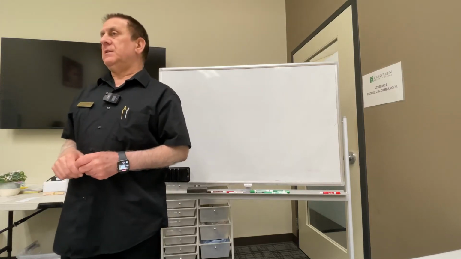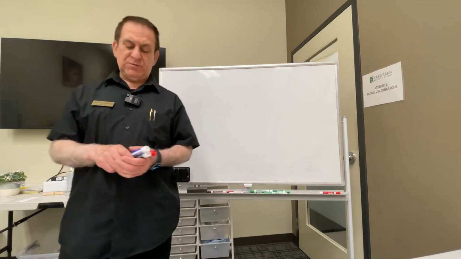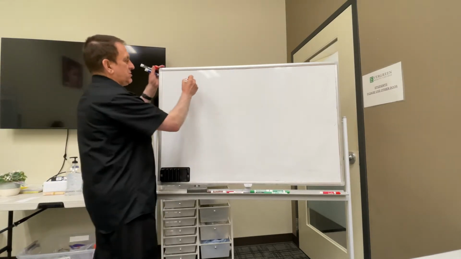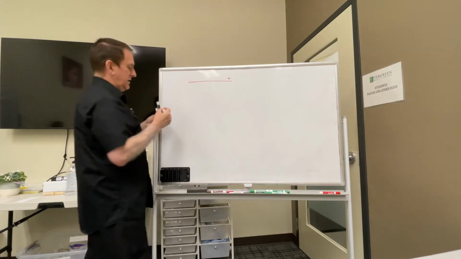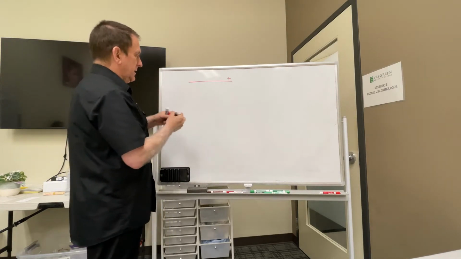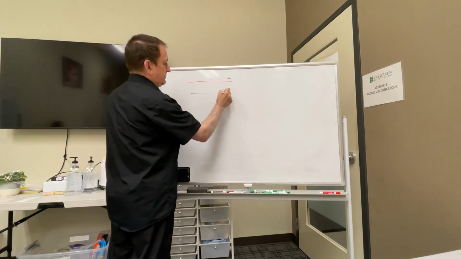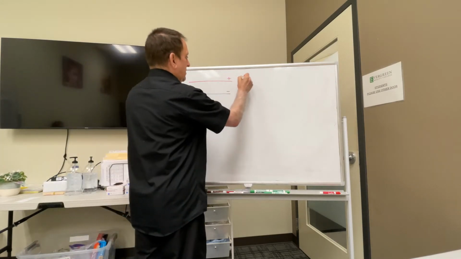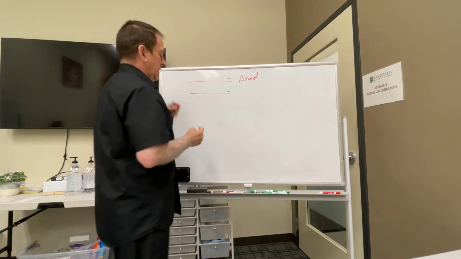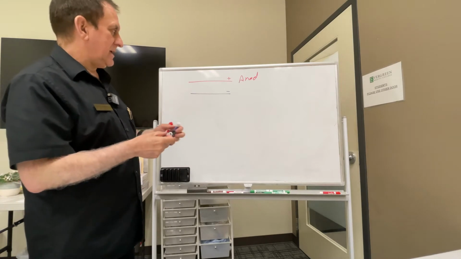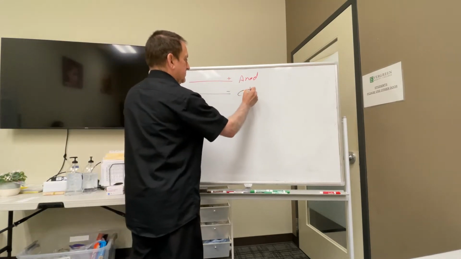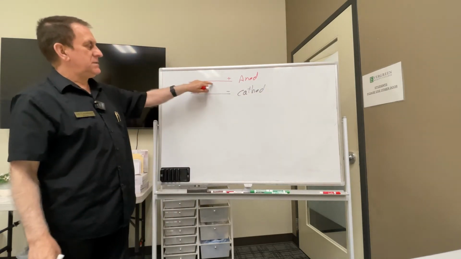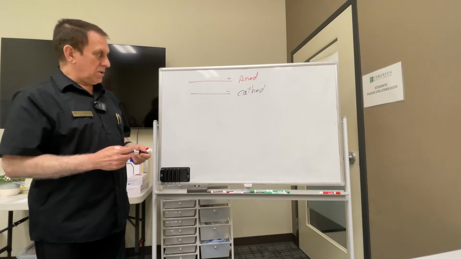We have two electrodes. We have a positive electrode when it comes to electricity. We have a positive and we have a negative. The positive is called anode. The negative is called cathode. Negative is with the black color, positive is with red color.